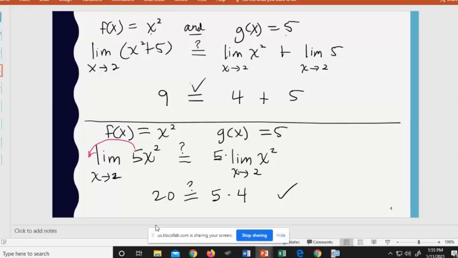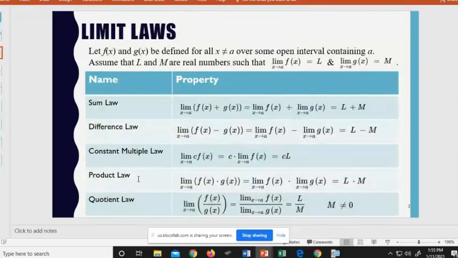I'll just let you look at the product and the quotient laws, but they do similar things. Think about working with more than one function and what mathematical operations we can do with those multiple functions. What can we do with them? We could multiply them like the product law. We could divide them like the quotient law. Pretty much you can multiply or divide their corresponding individual limits. So take one function at a time instead of taking them both collectively.